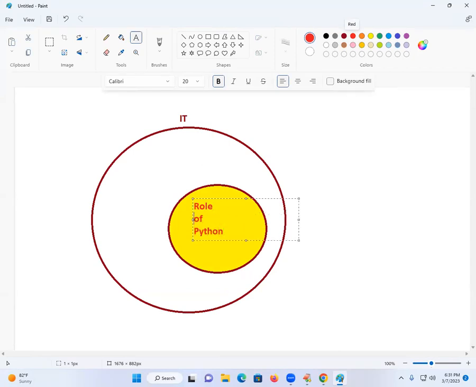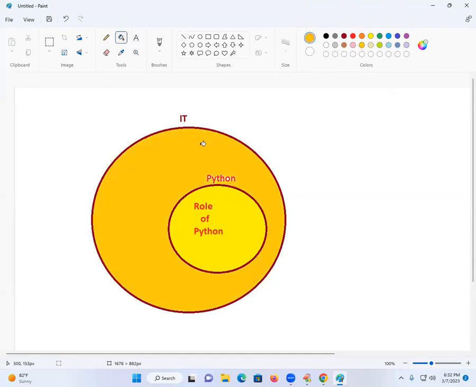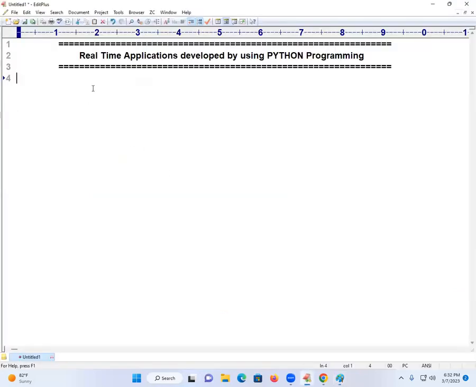Carefully try to listen. Some of the words may bounce off you because you did not hear them in your academics, and slowly you'll come across them. This is the role of Python in the software industry. These are the applications we are developing using Python language. In the industry, what is the role of Python? You are going to learn it.